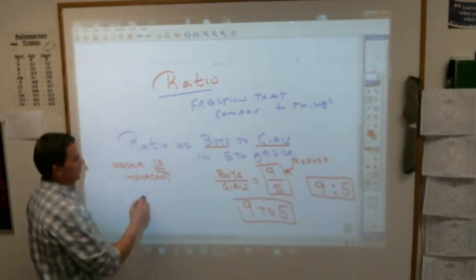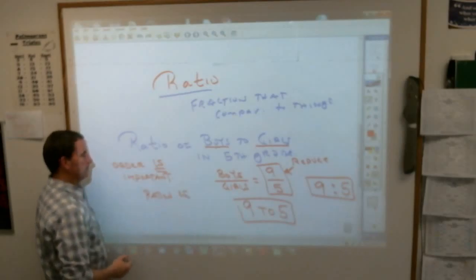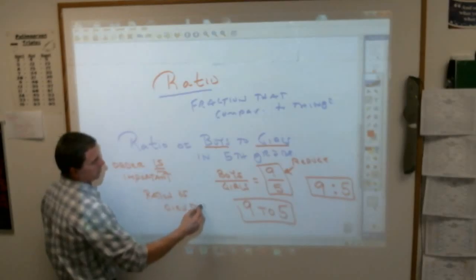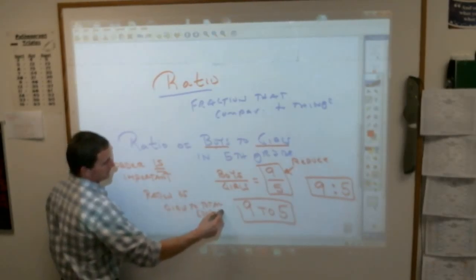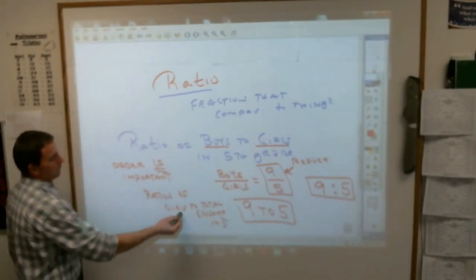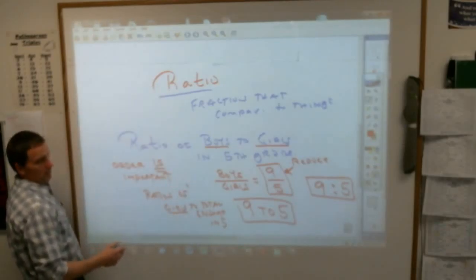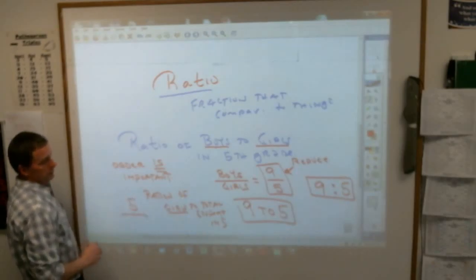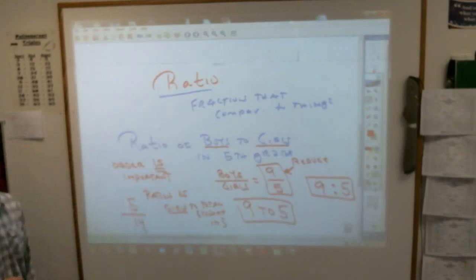What if I asked you the ratio of girls to total students in 5th grade? So that would change, but again, unless they tell you otherwise, write it in fraction form. How many girls are there? 5. How many total students are there? 14. 5 to 14 would be the ratio of girls to total students.